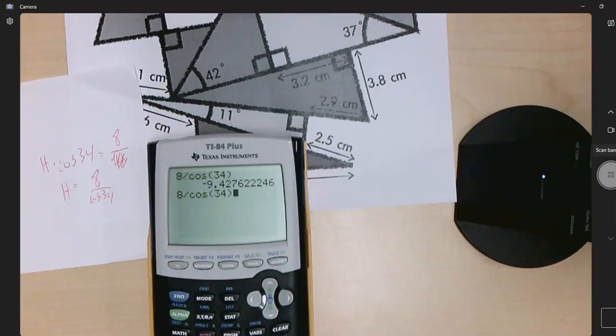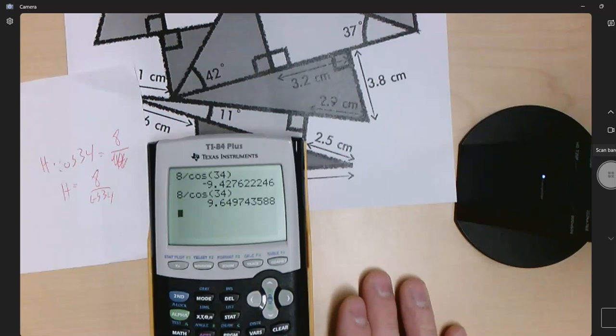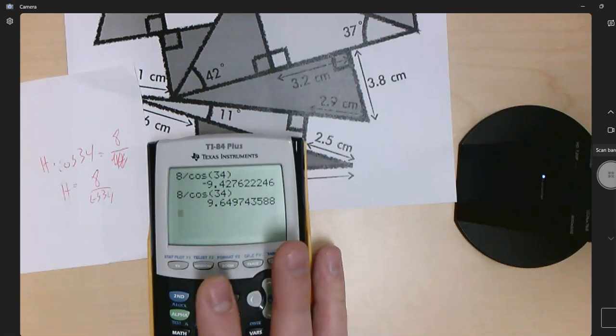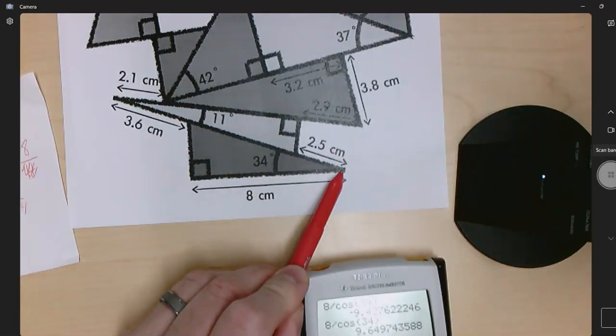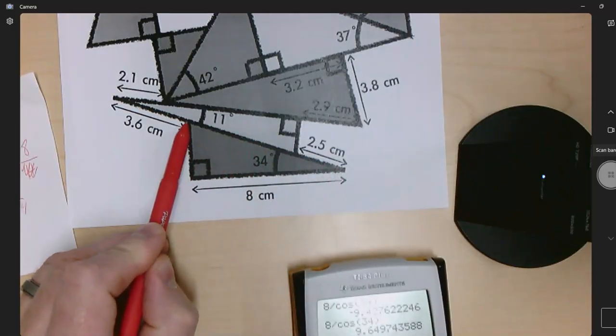I'm going to hit the same thing. 8 divided by the cosine of 34. That makes more sense for me. 9.649743588. I'm going to write all those digits out. That's how long this side is from here all the way to here.